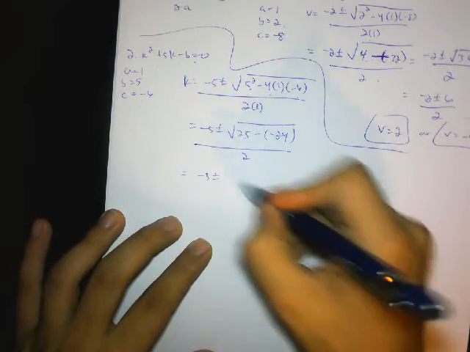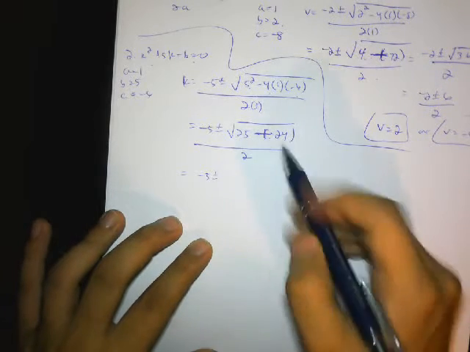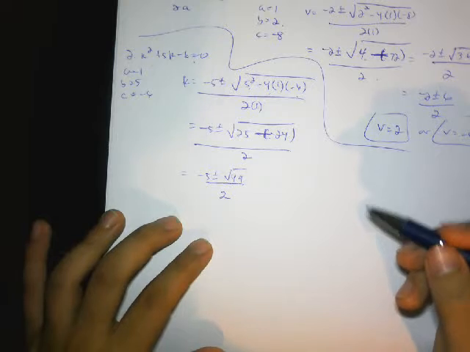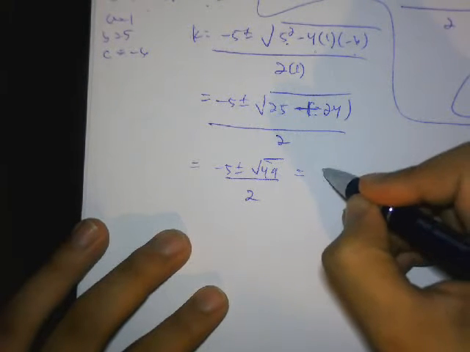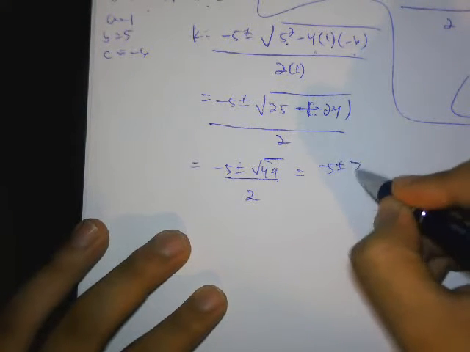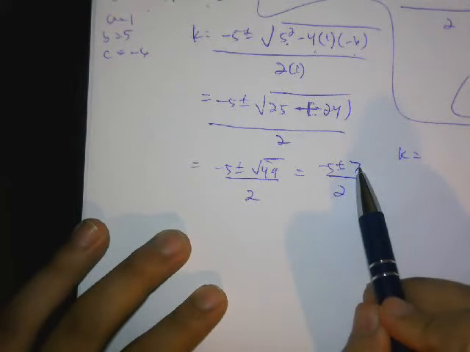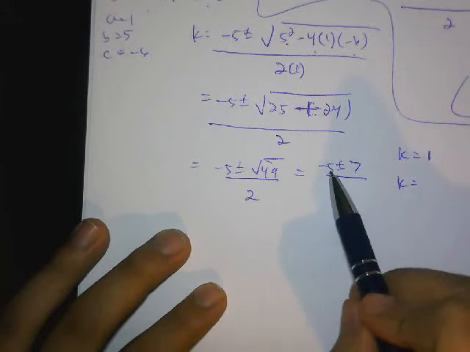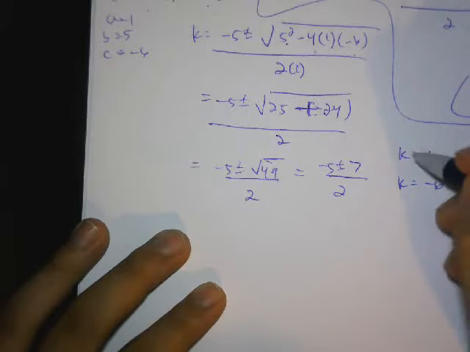Here we get negative 5 plus or minus 25 plus 24 is 49, all over 2. Alright, now we can take the square root of 49, which is 7. So negative 5 plus or minus 7 all over 2. So our final answer is k equals negative 5 plus 7, which is 2 over 2, 1. Or k equals negative 5 minus 7, which is negative 12, divided by 2 is negative 6.